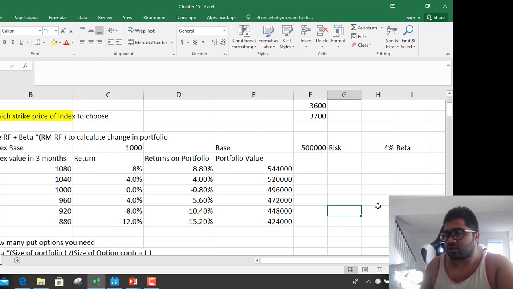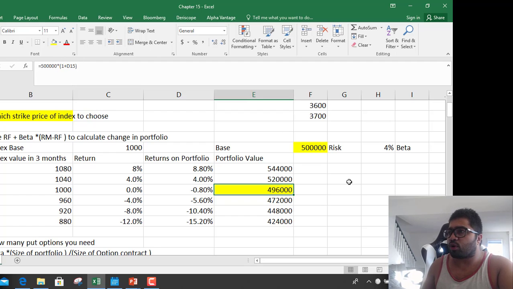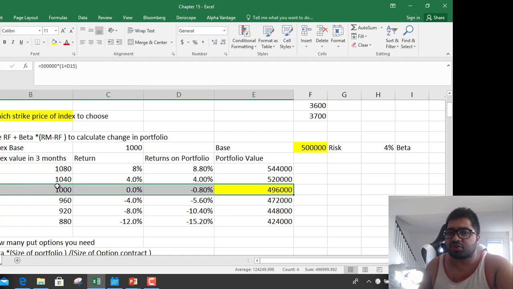Okay, so let us assume you are a portfolio manager managing $500,000 right now in portfolio value, and you do not want your portfolio to go down by more than 4,000 to 496,000. So you don't want to lose more than 4,000 bucks. Which put option would you choose? You will choose a put option of strike price 1000.